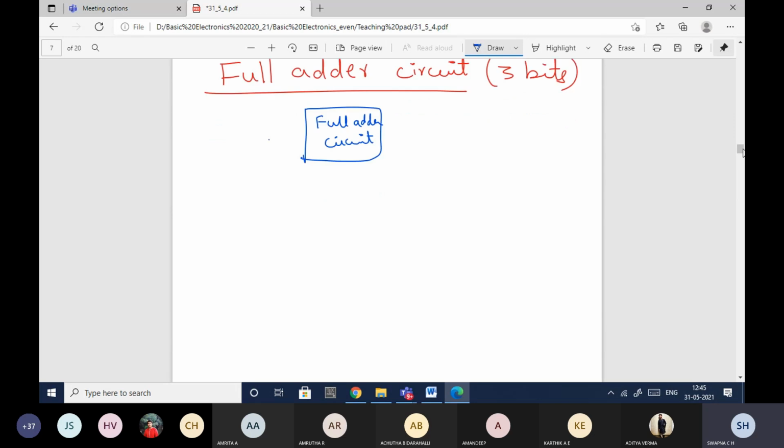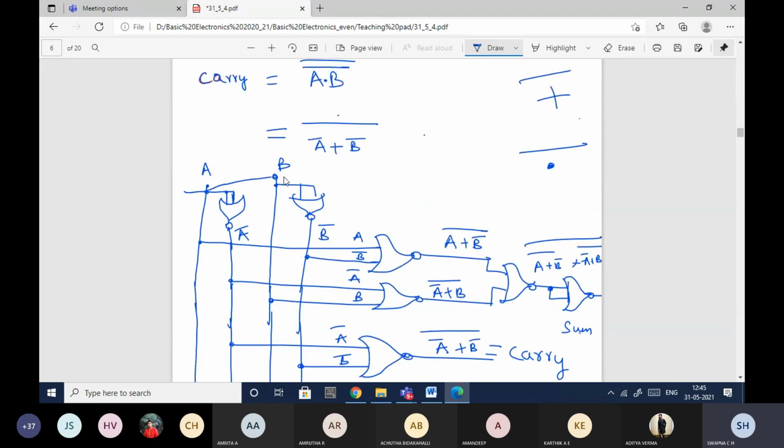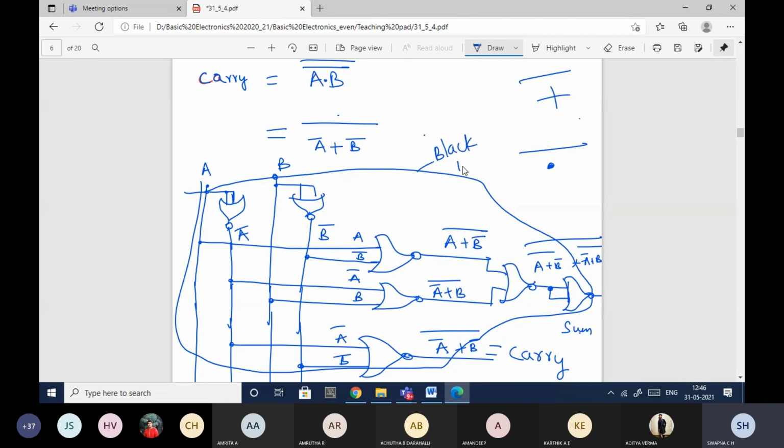So if you just observe here, once again, this entire thing, apart from whatever inputs you are giving, is a black box. I'm giving 2 inputs and getting 2 outputs. This entire thing in the box is your black box. That's what I will be calling it, black box.